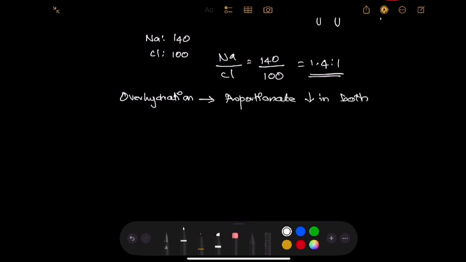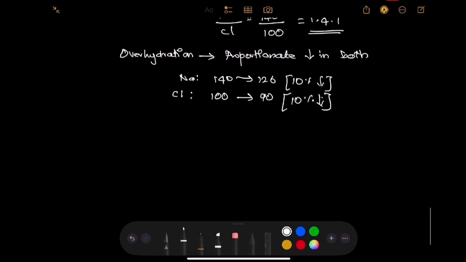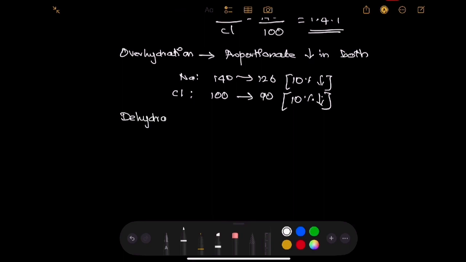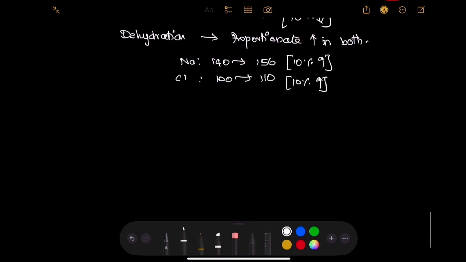In overhydration, there will be a proportionate decrease in the concentration of sodium and chloride. For example, sodium decreases from 140 to 126 and chloride decreases from 100 to 90, a proportionate 10% decrease. Then we call it an overhydrated state. For dehydration, the same thing happens but with a proportionate increase in both sodium and chloride. For example, sodium increases from 140 to 156 and chloride increases from 100 to 110, a 10% increase in both concentrations. Then we term this condition a dehydrated state.